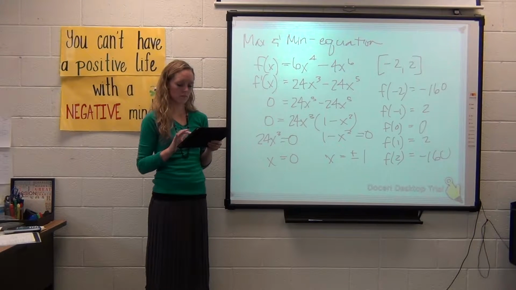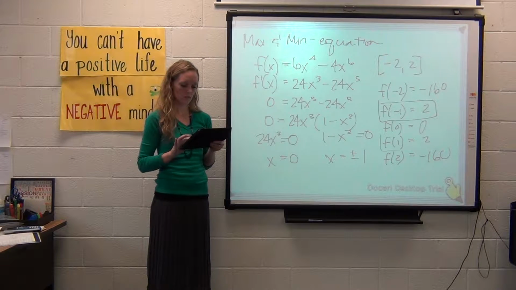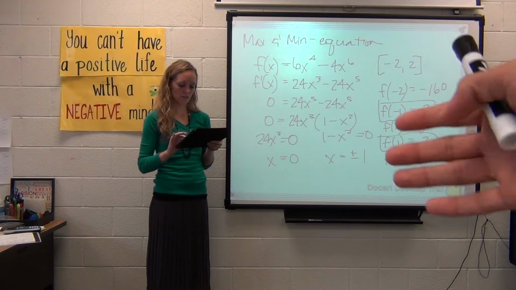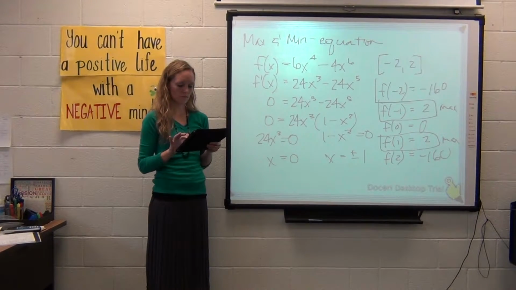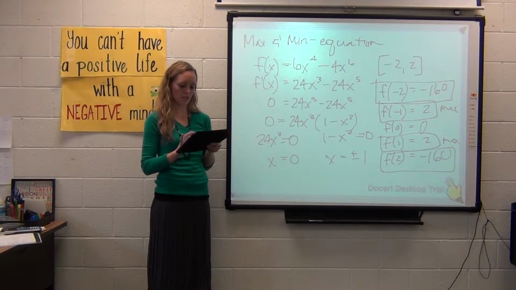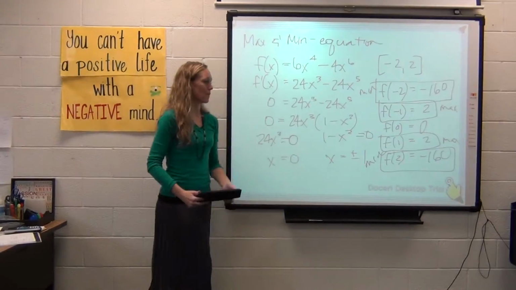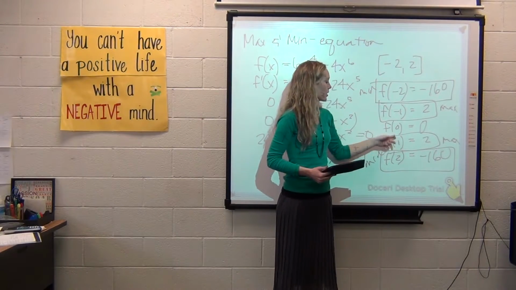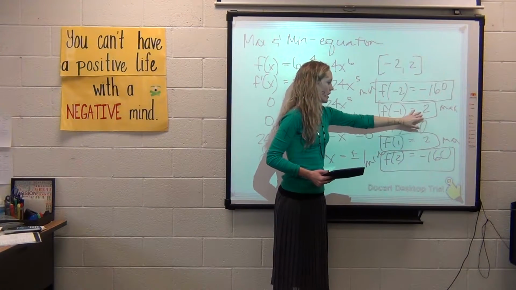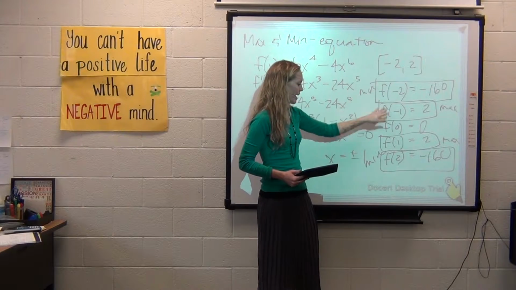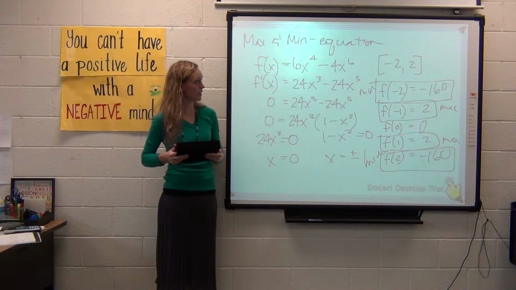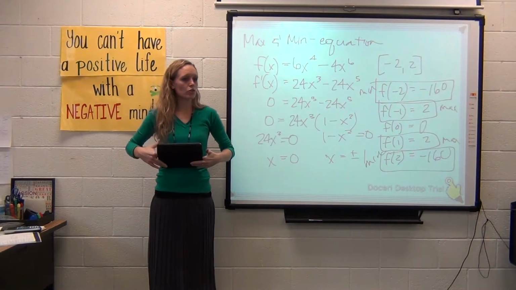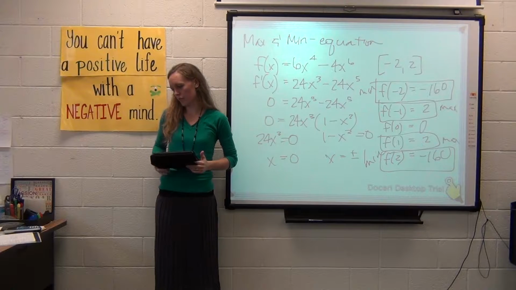Yeah, it's 160. So max. Where's my absolute minimum? These are max. I should have put those in a different color. Okay, so my maxes are at plus or minus 1, where y is equal to 2. And I have minimums at plus or minus 2, where y is equal to negative 160. Keep in mind that these are absolutes because we're talking about a closed interval. That's why we're looking for these absolute values.